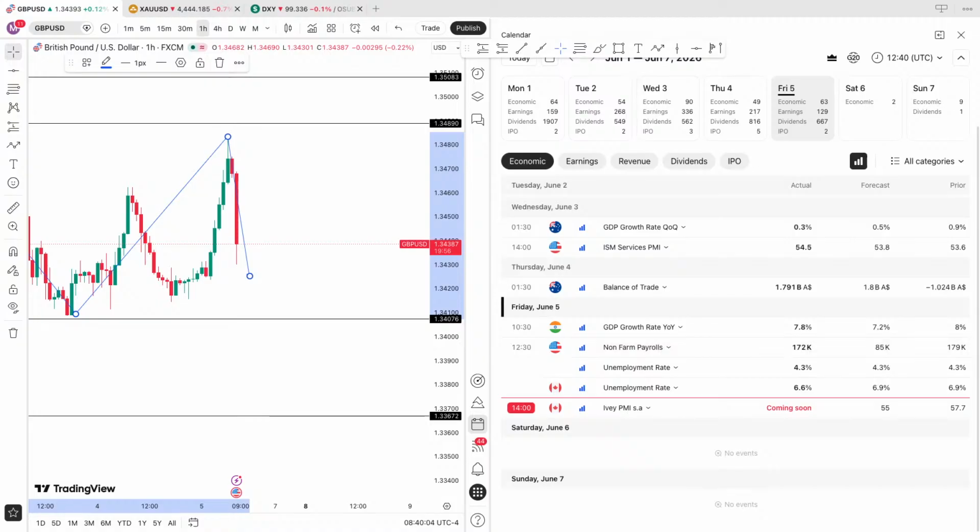The forecast was 85K, but then it ended up giving us almost about times three of it, or some 2.5 of it. Yeah, so we had 172K. Yet the market is still pulling back. Let's see what the market would do.